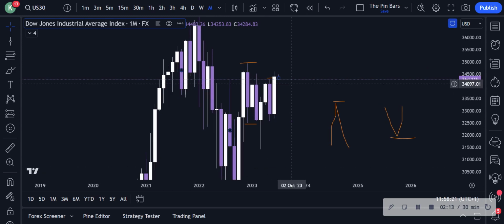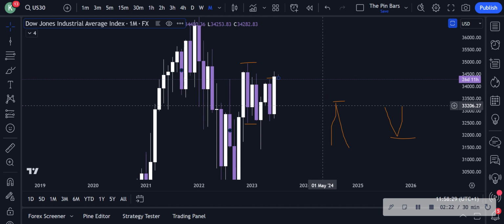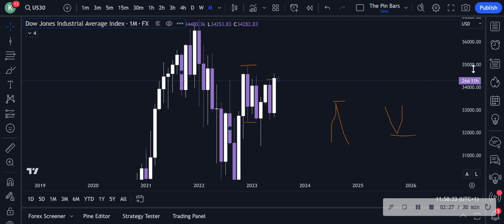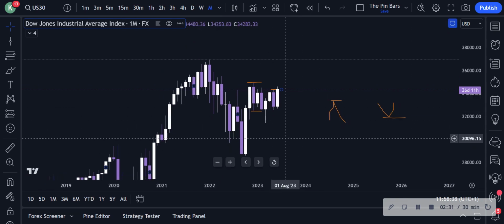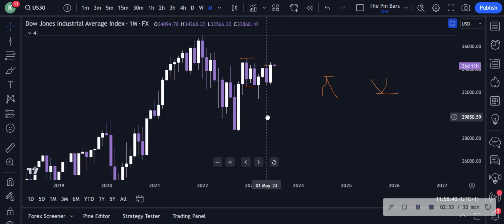All right, so overall, though technically this is a small break of structure, it could literally just be a fake out. But having said that, I want to be very mindful that we are not just going to assume that price is going to tank because there's liquidity right here to be grabbed. Okay, there's a whole lot of liquidity right at the bottom.